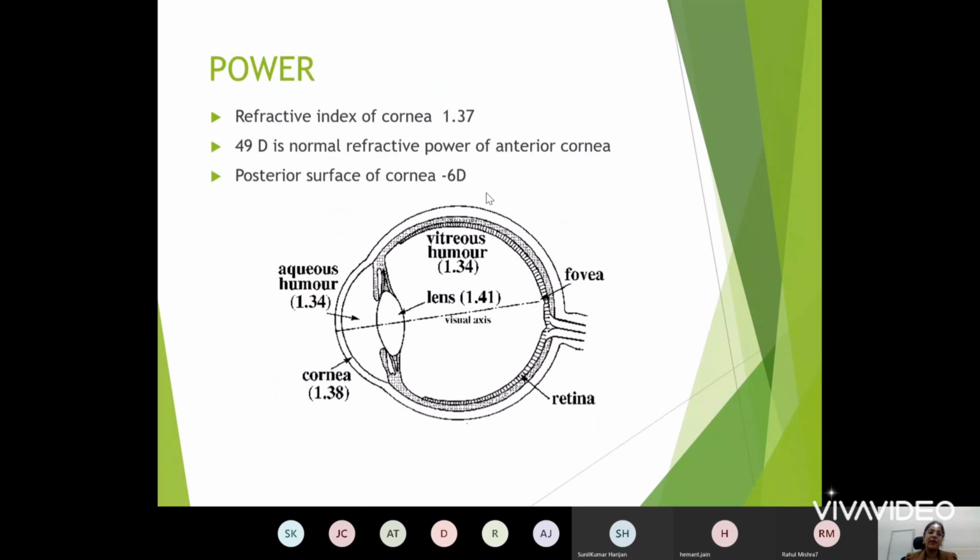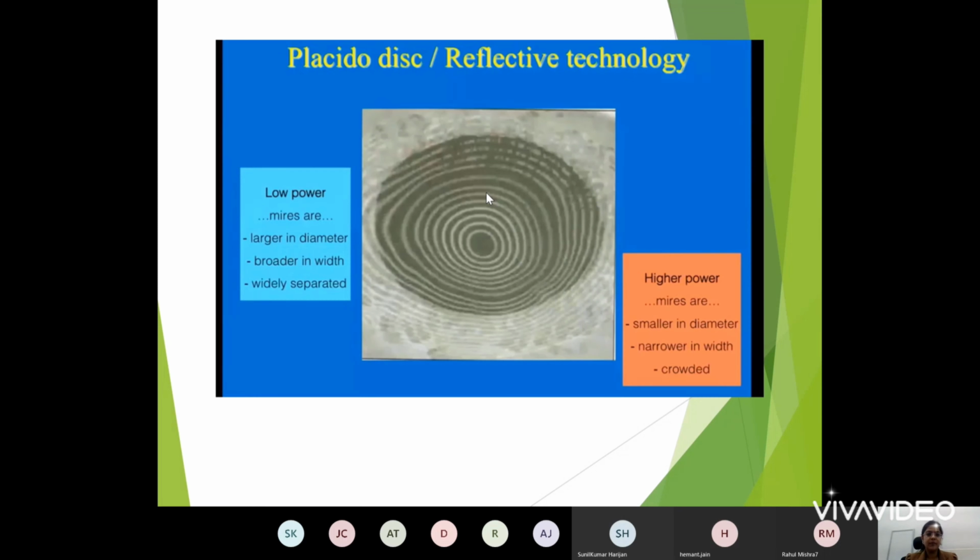The refractive index of the cornea is 1.37. 43 diopters is the total refractive power. 49 diopters is the refractive power of the anterior cornea, and the posterior surface has -6 diopters of power.